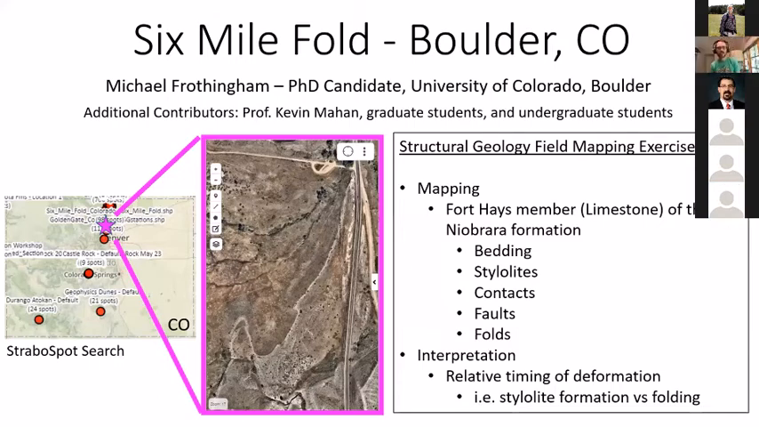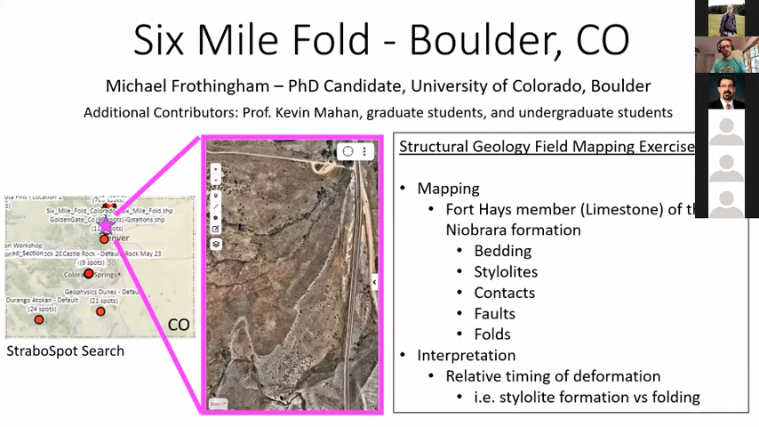Okay, thank you very much. So yes, this is a project that I'm presenting. However, it is not my data. This 6 Mile Fold is located between Boulder and Fort Collins. It's been a very common mapping project for structural geology classes at the University of Colorado for years. And I want to share this with all of you so that potentially you could use this public data set for teaching Stereonet, simple mapping, and virtual field courses.